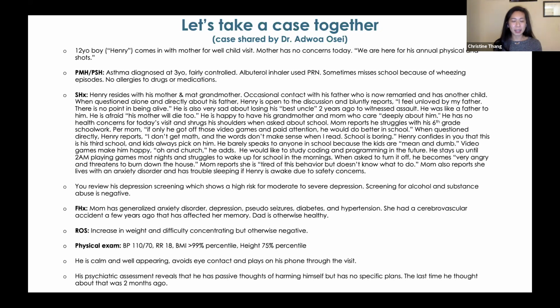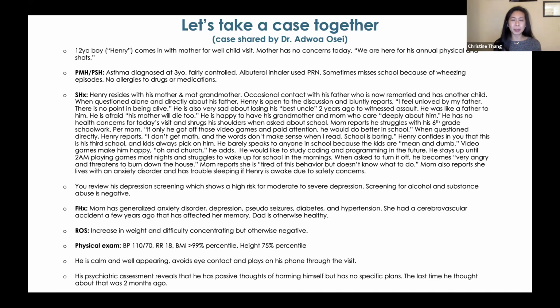His psychiatric assessment shows that he does endorse some passive thoughts of harming himself in the past, but has never acted on this and doesn't have any plans. And the last time he had these passive thoughts was about 2 months ago.